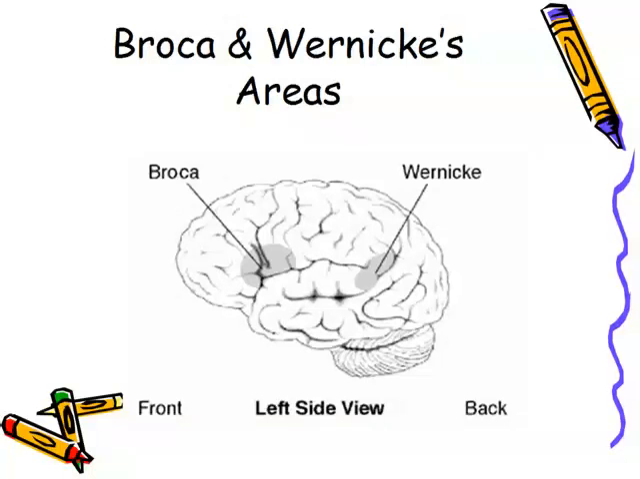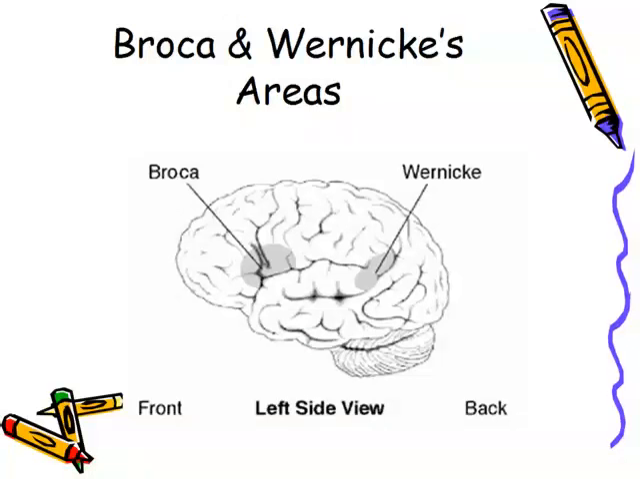So if the patient has a stroke, for example, and only the Broca's area is affected, then that patient will have trouble with motor speech, whereas if only the Wernicke's area is affected, that patient will have problems with receptive speech.